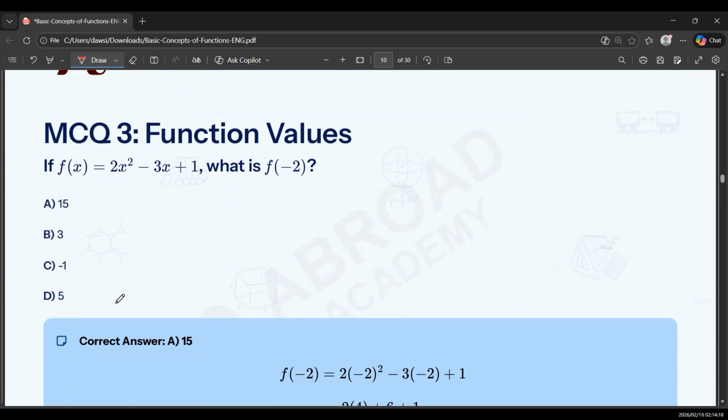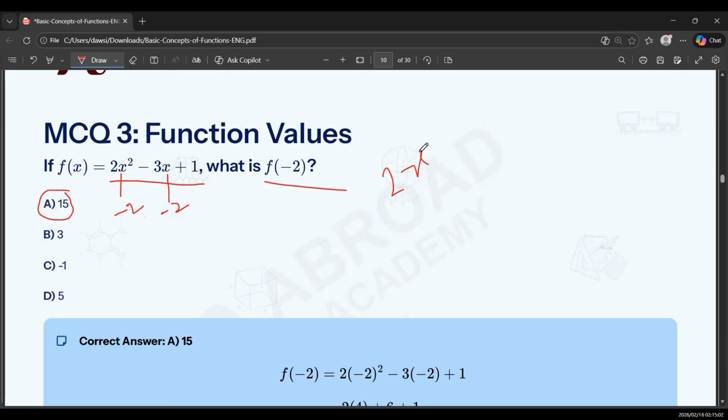So MCQ 3 is a function's values. If f(x) = 2x² − 3x + 1, what is f(−2)? So we have to calculate this. If we input x as −2, what will be the answer? Minus 2 squared is positive, so it's 4, and 4 into 2 is 8, minus 3 times minus 2 is plus 6, plus 1. What will be the answer? The answer will be 15.